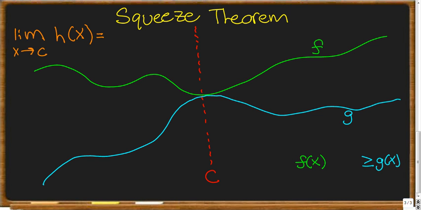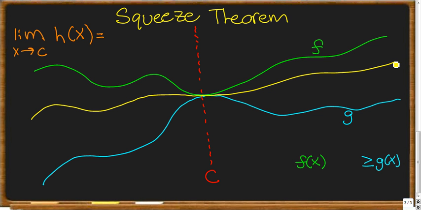Now, if I knew of another function, which we will make this yellow one, that was always lower than f but always bigger than g, okay? So we'll say h of x, then we would have this situation here. Well, what if they were all equal to each other? Which it seems that they are at this point C, right? They all hit, okay?